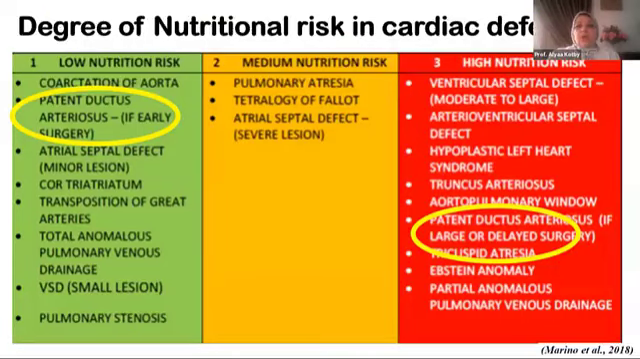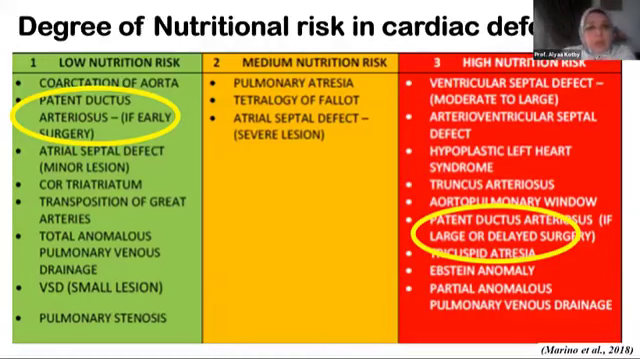This chart shows the different nutritional risk factors that affect growth, put by Marino et al. He divided the cardiac conditions into low nutrition risk, medium nutrition risk, and high nutrition risk. And if you see in this table, the PDA is present in the low nutrition risk if it's a small one, and it is present in the high nutrition risk if it is a big PDA. So the size of the lesion or the extent of the lesion affects the general condition.